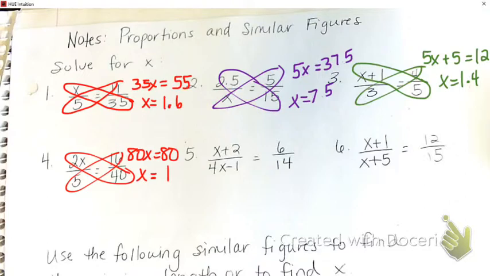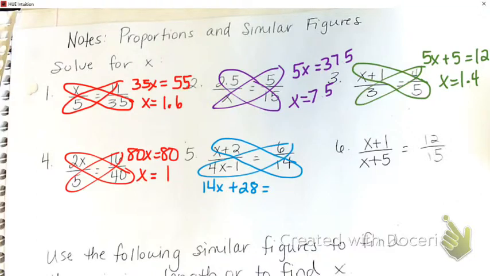Alright, number 5 and number 6 are just a tad bit different because it has x on top and the bottom. Okay. So when you do this one, it doesn't matter which order you do it in. But if I start with that one, I'm going to multiply 14 by both things. So I would have 14x plus 14 times 2 is 28. Then I'm going to do 6 times that. 6 times both parts. It's 24x minus 6.